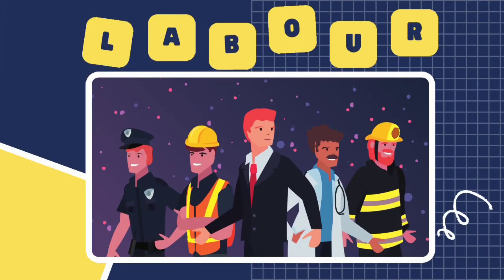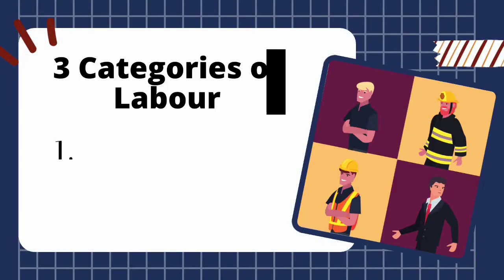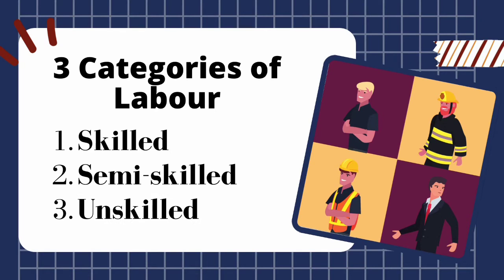Under labor, we have three categories of labor. Number one, the skilled labor. Examples of skilled labor are engineers and doctors, because these people are specially trained. They are specialists. They are experts in their job. Then number two, we have the semi-skilled labor.